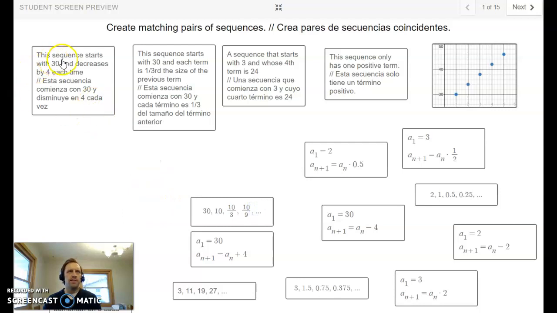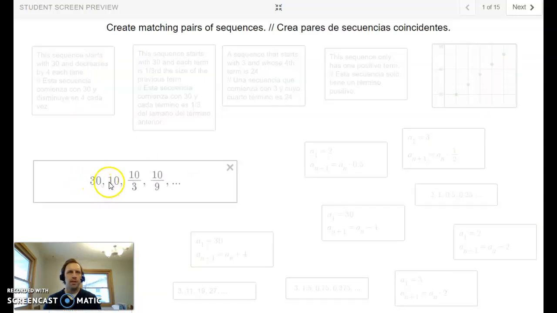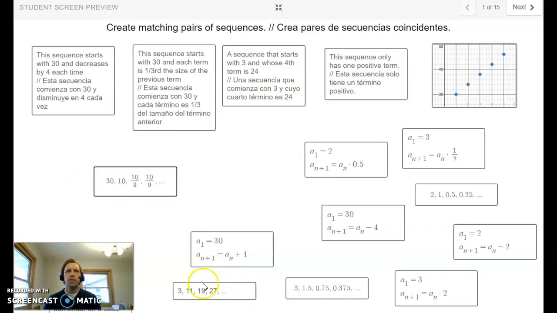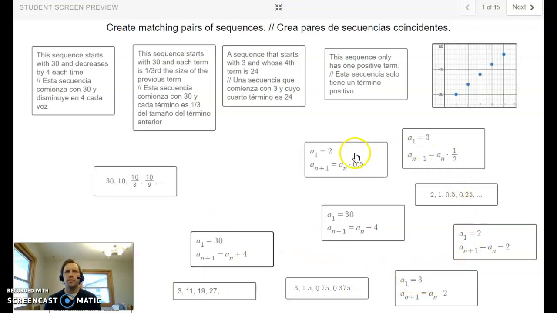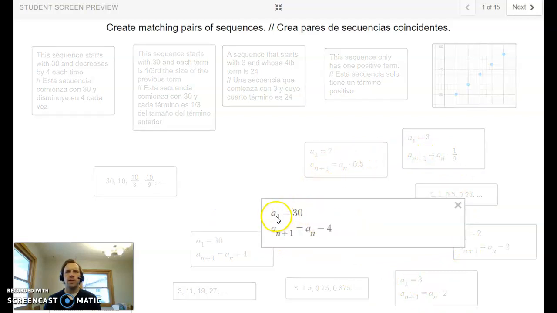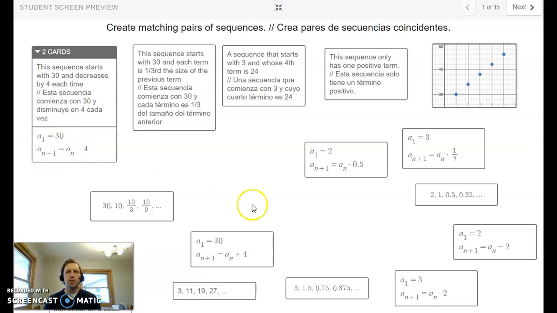So it says this sequence starts with 30 and decreases by 4 each time. So I'm going to look. Here's one with 30, decreases by 4 each time. Nope, that's going down. Looks like a division. Okay. Let's see. Here's 30. Oop, that's going up 4 each time. So, okay. Let's see another one with 30 in it. Oh, starts with 30 and it's going down by 4 each time. There we go. And that's the recursive form of that linear function.